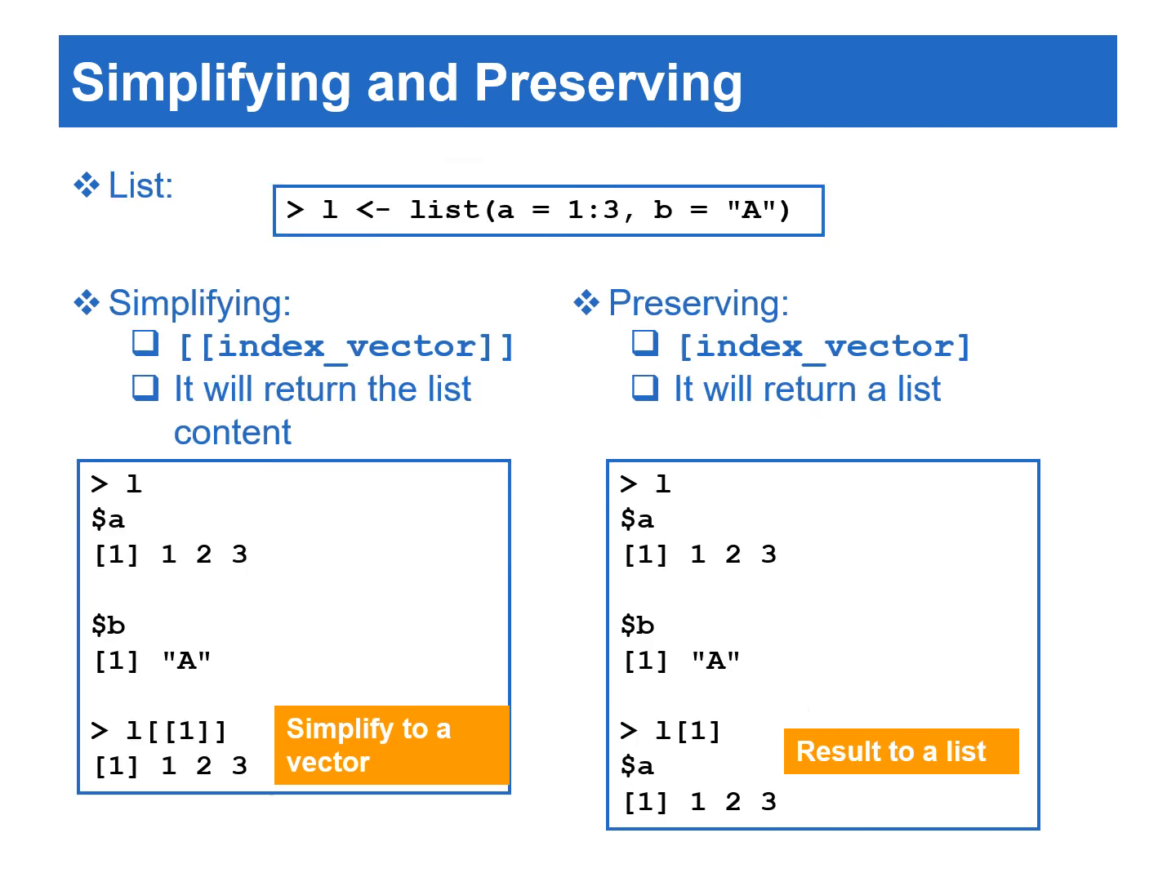For a list object, simplifying subsetting utilizes double brackets to return the list content. For example, if the internal content is a vector, it will return a vector. Preserving subsetting uses single brackets. The result is always a list.